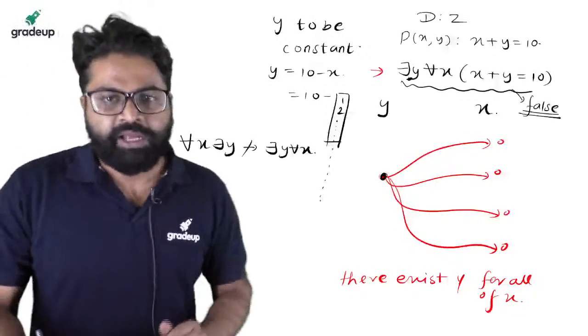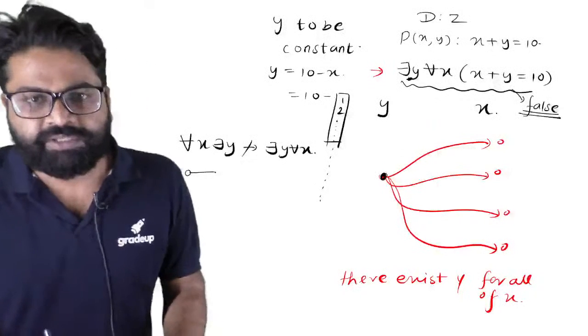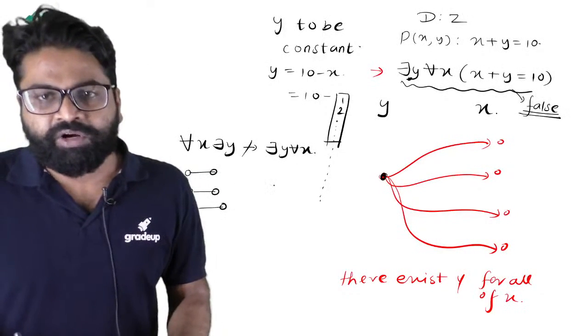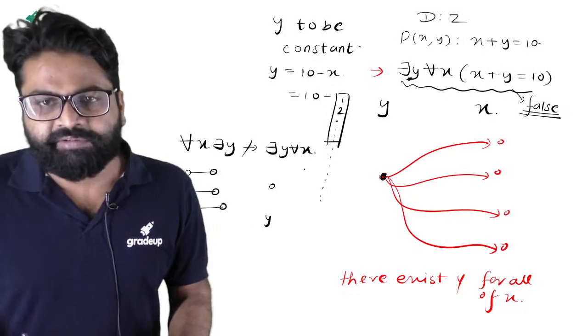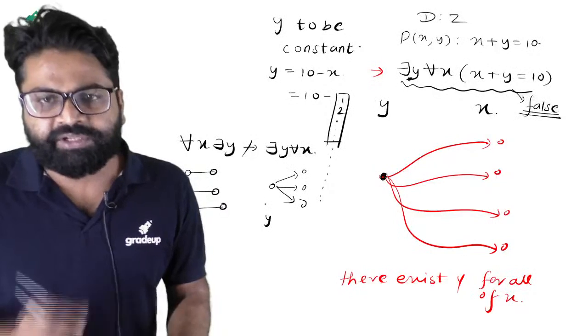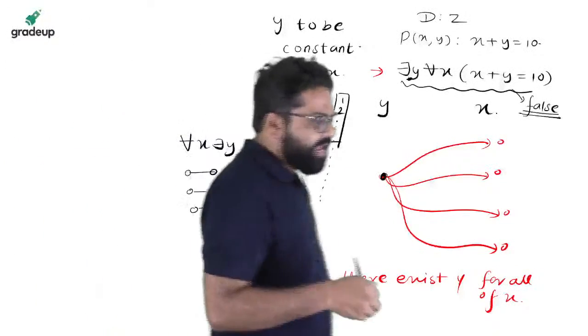Now what is the diagram representation of this? The diagram representation with respect to the first one, for all of x there exists y. Here you will have a y and here you will have an x. So actually you will get a diagram representation like that. So there exists y for all of x.